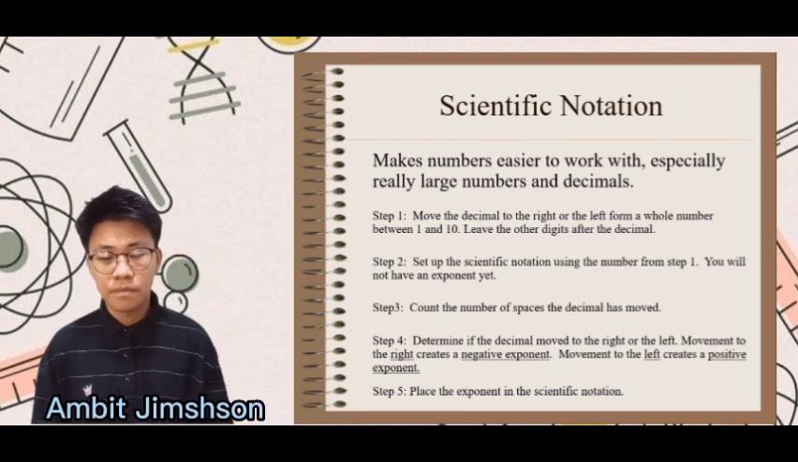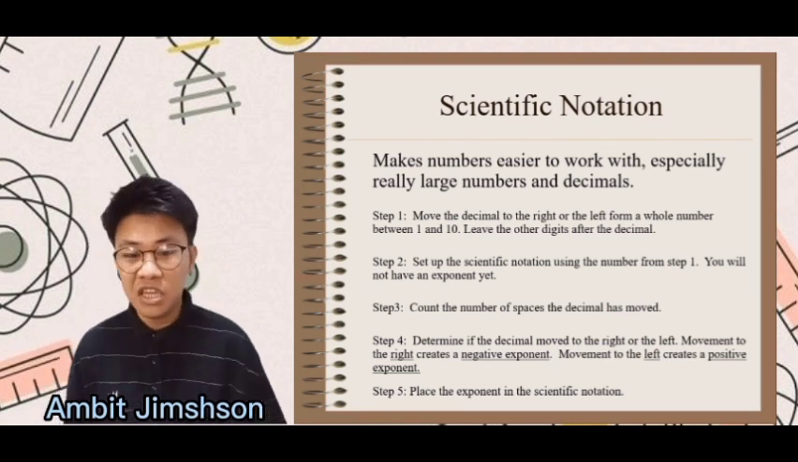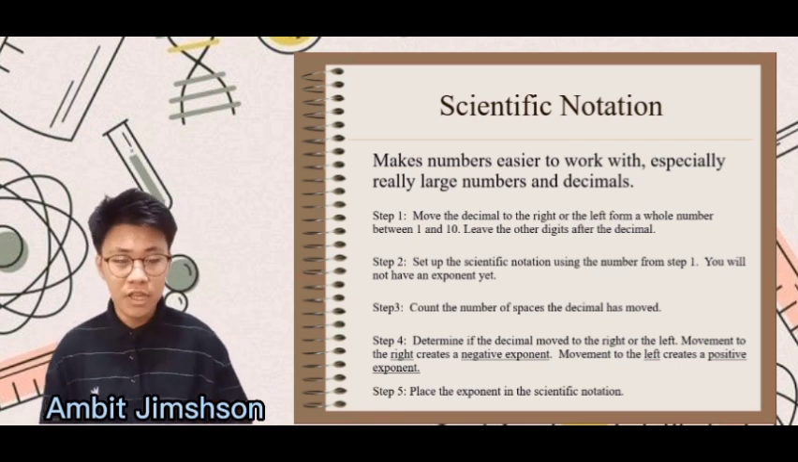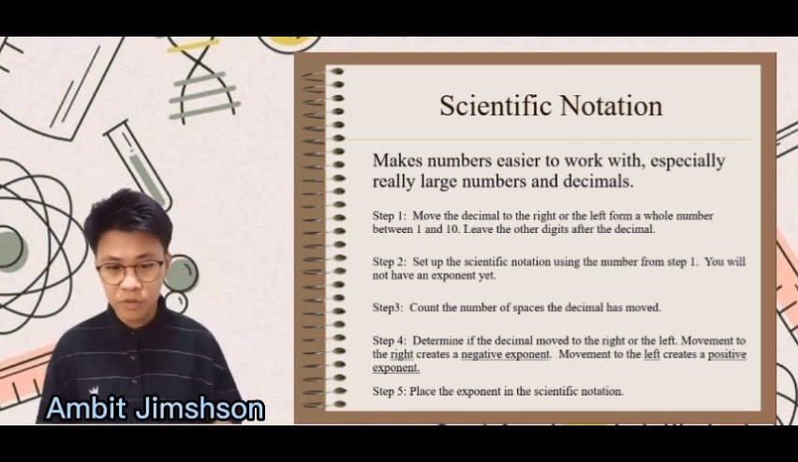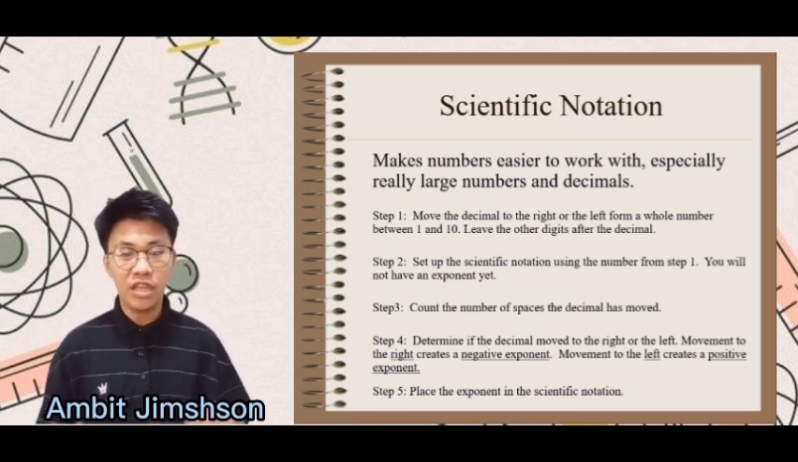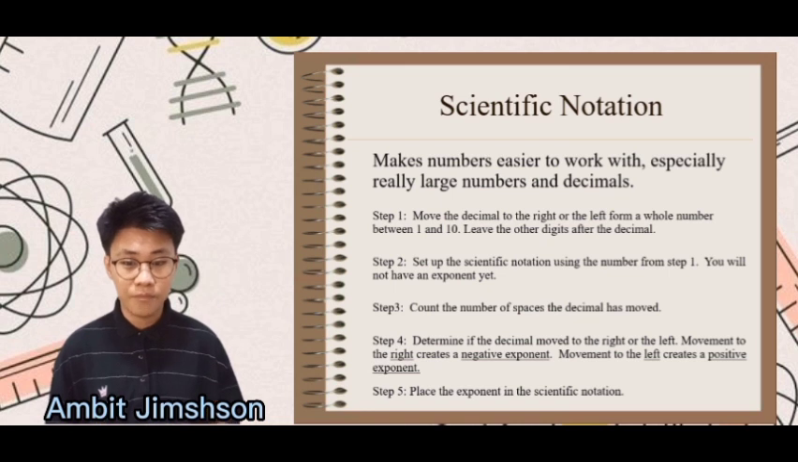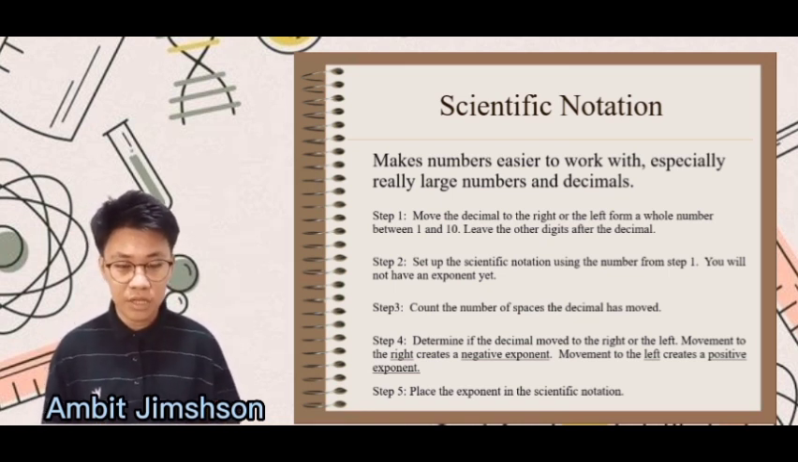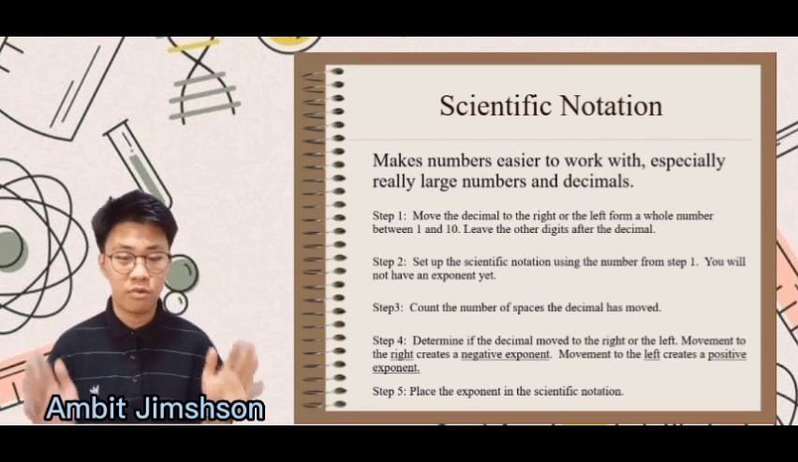Scientific notation. Scientific notation is a way to express numbers that are very large or very small, making them easier to work with. Step 1. Move the decimal point to create a number between 1 and 10. Step 2. Set up the scientific notation, leaving space for the exponent.